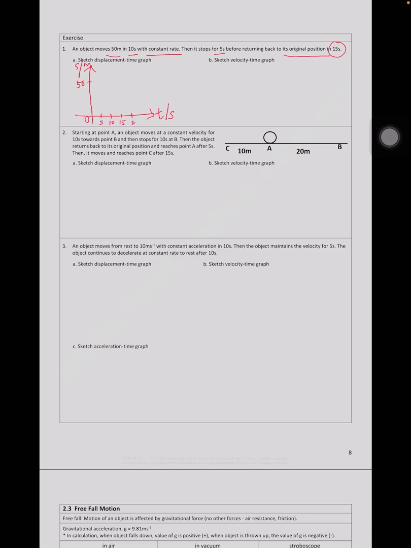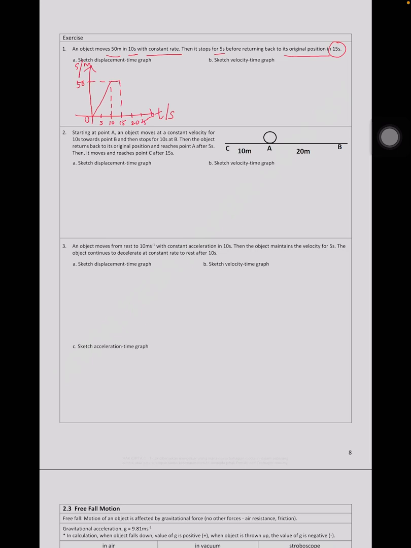15, 20. So why did I say so? 10 plus 5 plus 15, so almost 20. So what you need to do? Okay, 50. Constant rate, and then stops for 5 seconds. That is your 5 seconds, and then before returning back to its original position in 15 seconds.